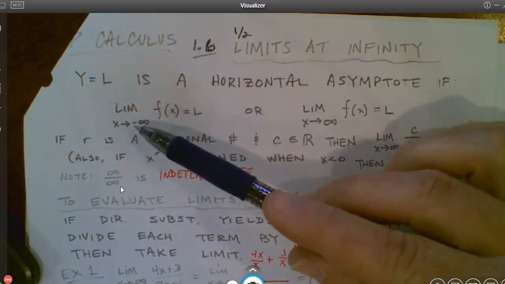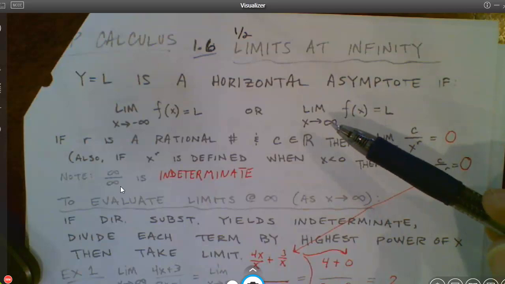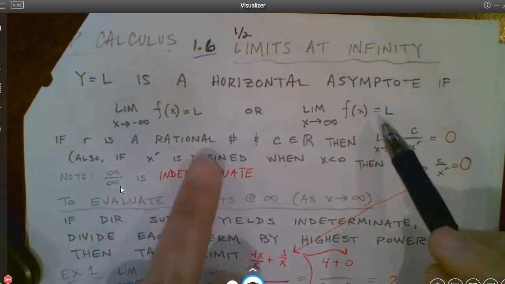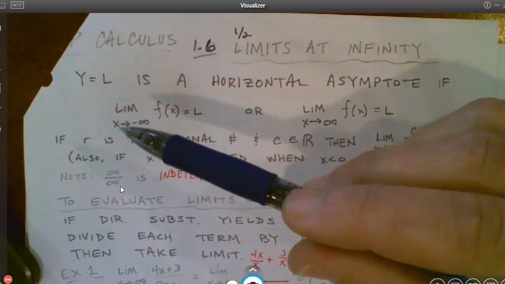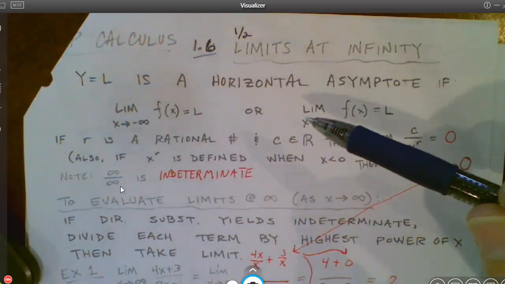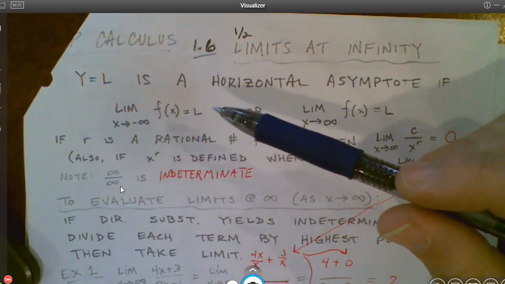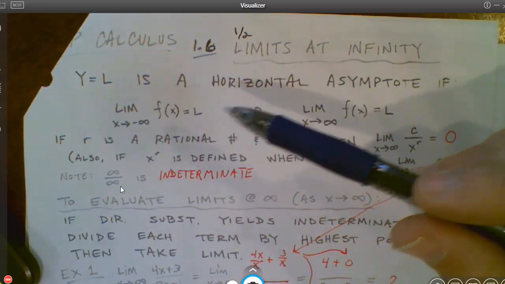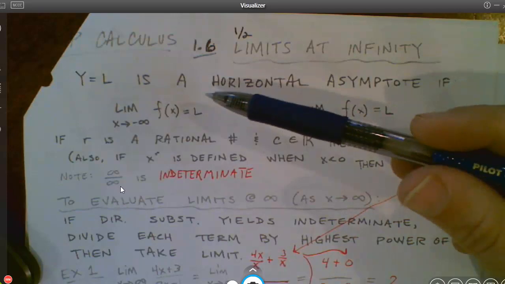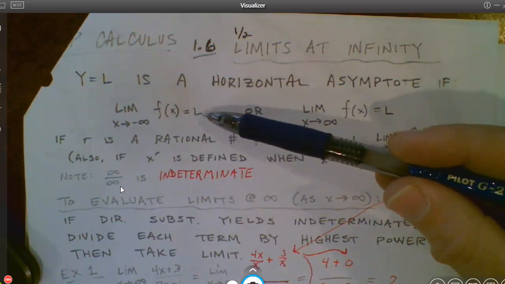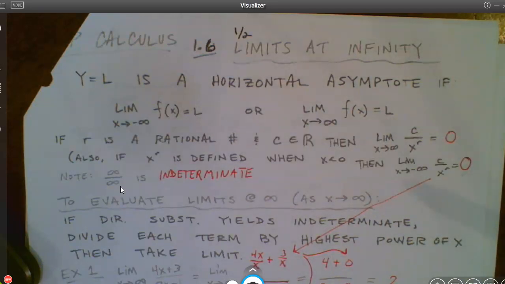So the limit as x approaches negative infinity or positive infinity is always approaching a horizontal asymptote. So if you are forever heading to the left or forever heading to the right, the limit, if you have a limit, must be heading towards a horizontal asymptote. Otherwise, if it was going forever up or forever down, it would be approaching a positive infinity or negative infinity. But if it's approaching a real value, then that value that it's approaching must be a horizontal asymptote.